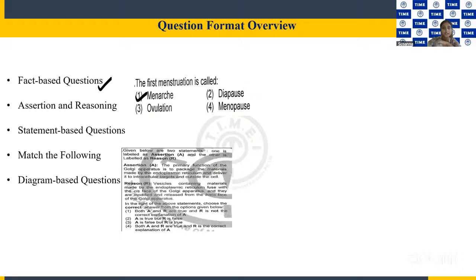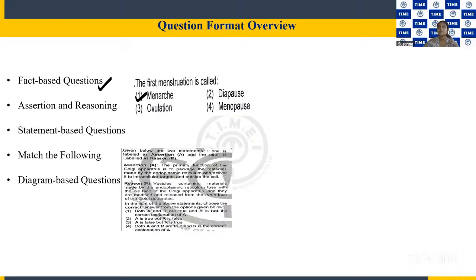I'll give you an example. This is an example of an assertion and reason question. You have an assertion statement and a reason statement. Then, in light of the above statements, you are asked to choose an option. In the options, you can see that both assertion and reason are correct but reason is not the correct explanation of assertion. Then an option where assertion is true but R is false. The third option says A is false but R is true. And the fourth option, A and R are true and R is the correct explanation of A.